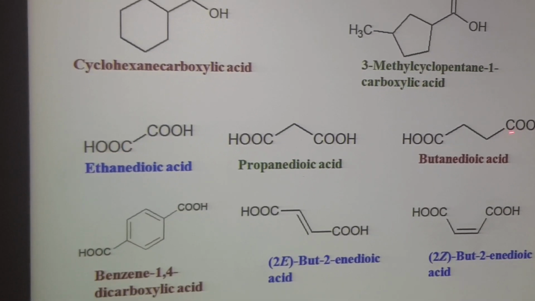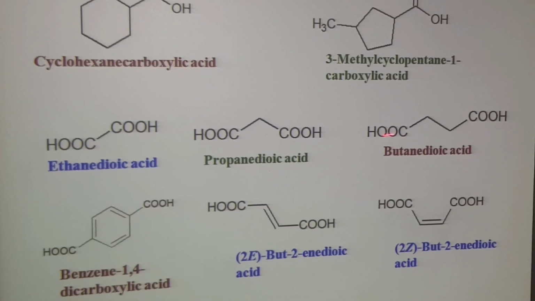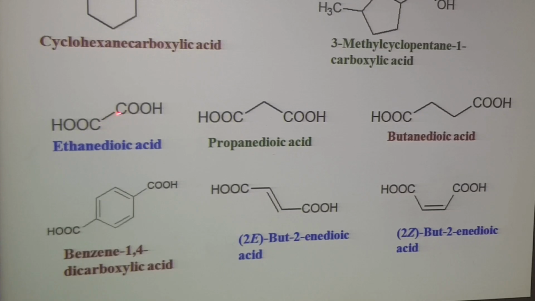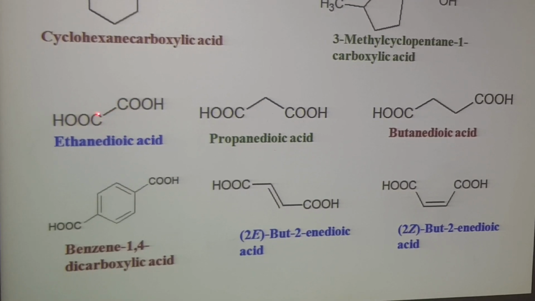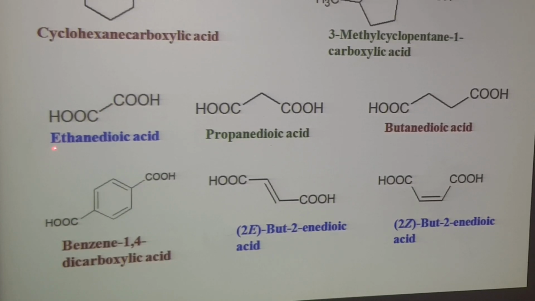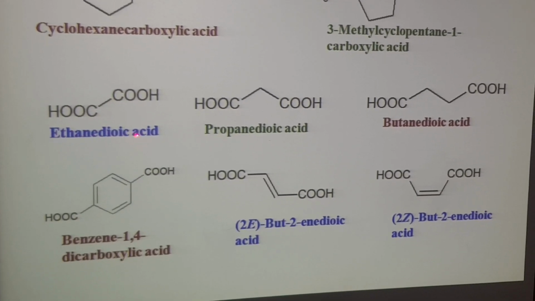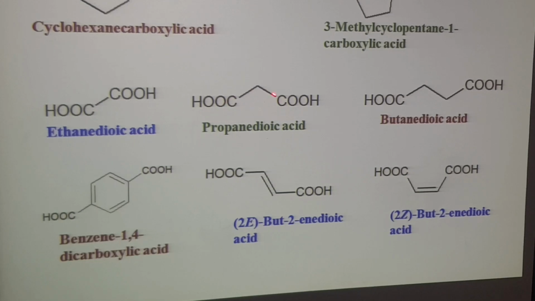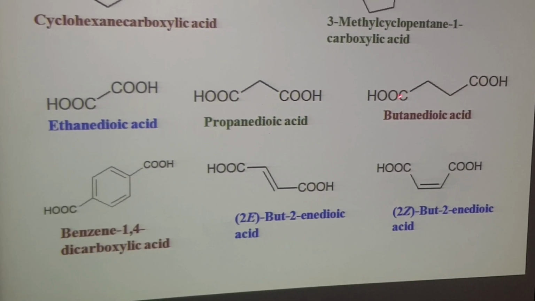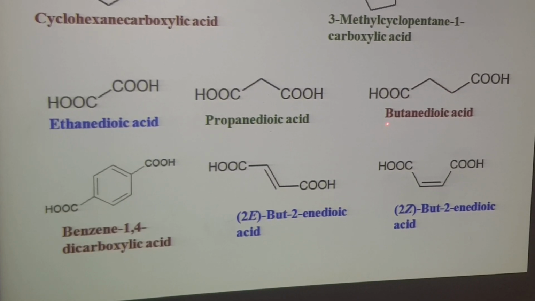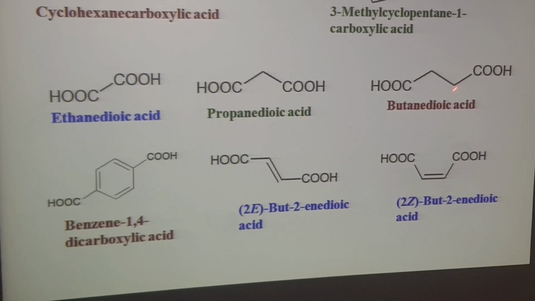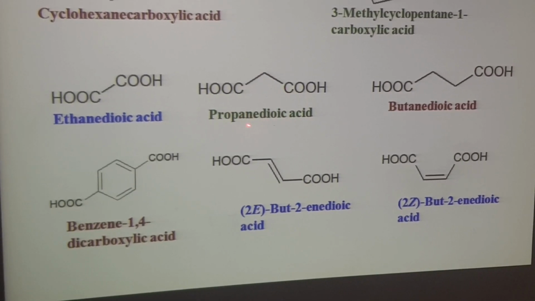Here we have some examples in which 2 carboxylic acid groups are present in one molecule. For example, if we have 2 carbons and both are carboxylic acid groups, its common name is oxalic acid and its IUPAC name is ethanedioic acid. Here we have 3 carbons, that's why it is propanedioic acid. Here we have 4 carbons, so but is the root. Name of this molecule is butanedioic acid. Its common name is succinic acid and this is malonic acid.